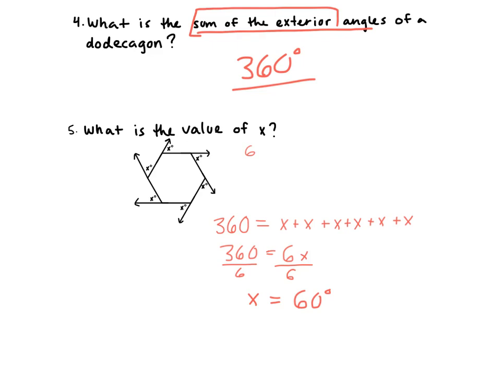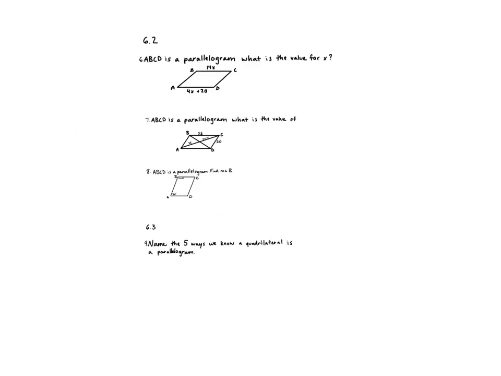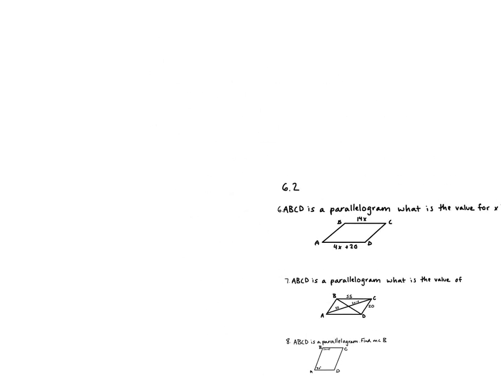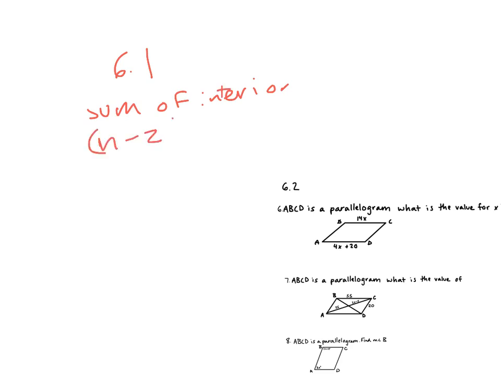Any questions on the first page? Great, let's go to the next one. One thing that I forgot to add about 6.1, so just one thing that's missing, is the sum of the interior angles is n minus 2 times 180. So just remember, this is the sum of the interior angles.